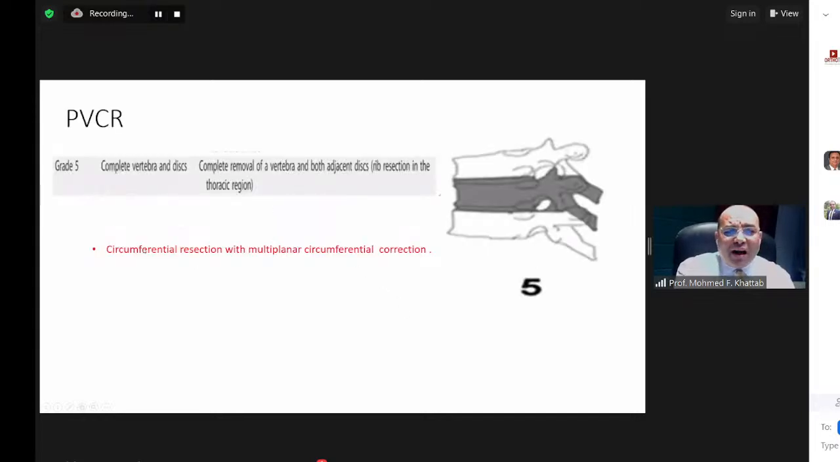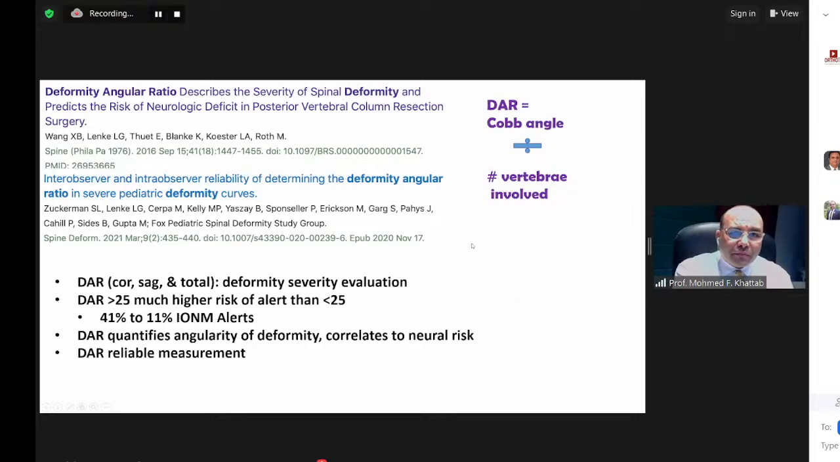What about the BVCR, grade 5 osteotomy? You remove the complete vertebra, the disc above and the disc below. It is a circumferential resection with multiplanar circumferential correction.